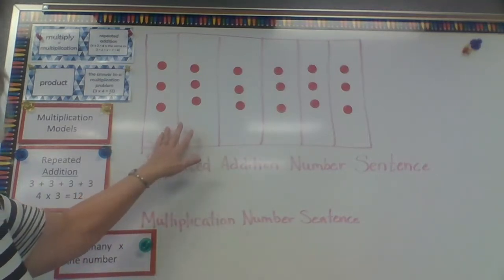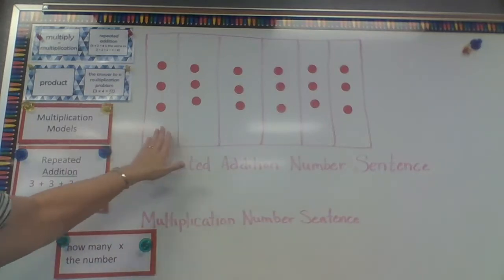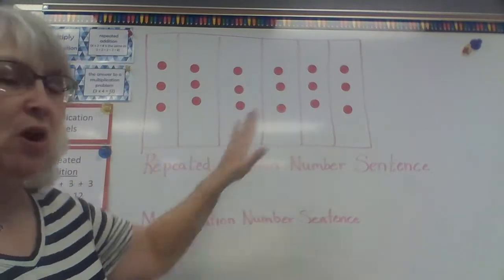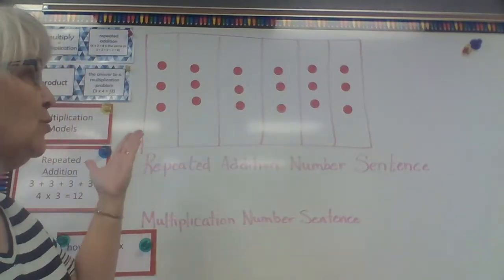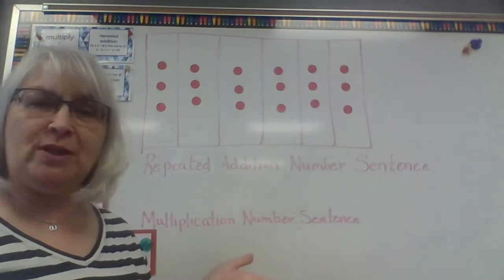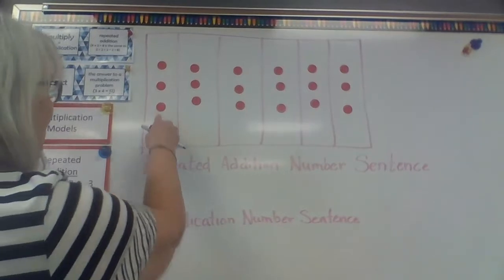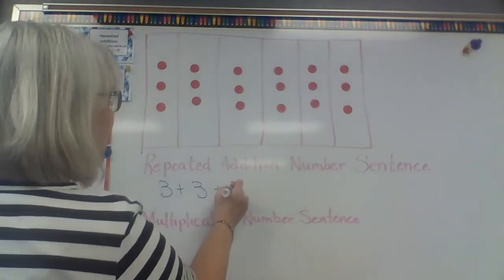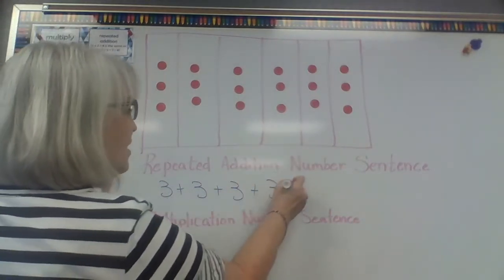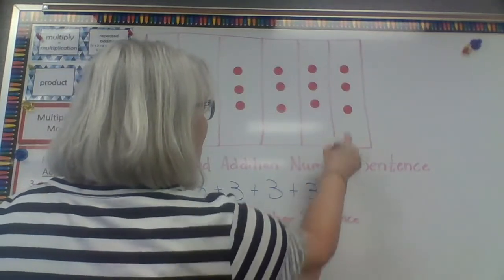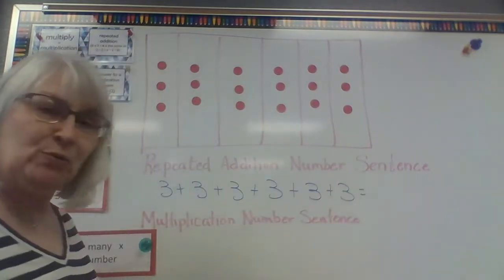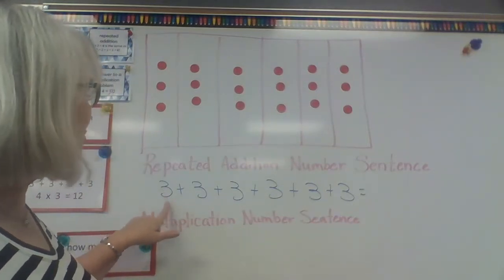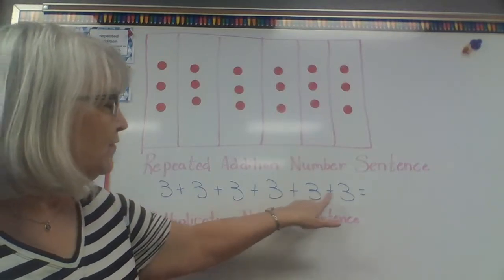All right, so look right here. I want us to look and see. I have drawn this rectangle. I've divided it into 6 parts. I have put 3 counters in each part. So first of all, if I were going to ask you, how many counters are there? One way we could do that is to do an addition number sentence. 3 plus 3 plus 3 plus 3 plus 3 plus 3. And that's repeated addition. It means we simply are counting by threes. So easy. 3, 6, 9, 12, 15, 18.